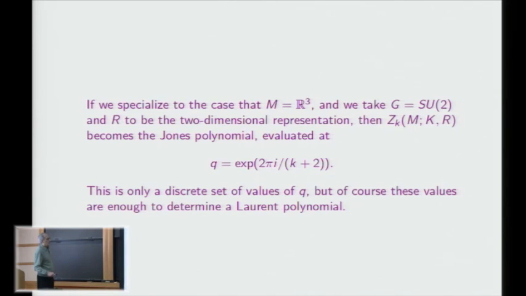So I claim that what we get this way is the Jones polynomial at a root of unity. Now, this is only a discrete set of values of Q, but of course these values are enough to determine a Laurent polynomial if you know that the answer is a Laurent polynomial. From this point of view, it's not especially obvious that the answer is a Laurent polynomial.